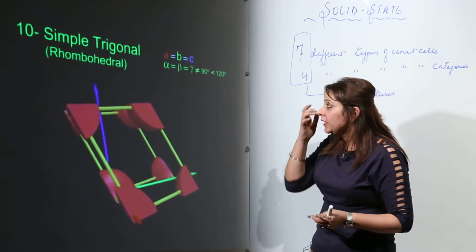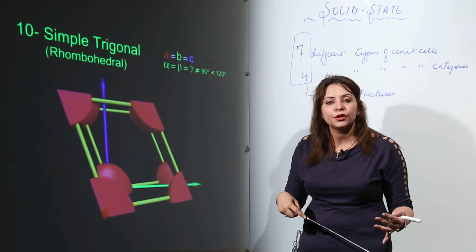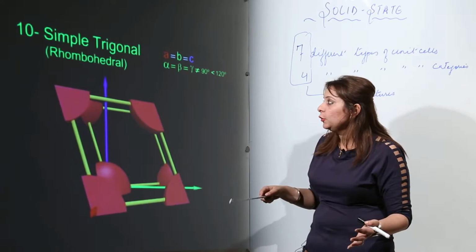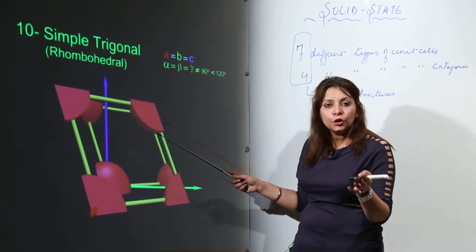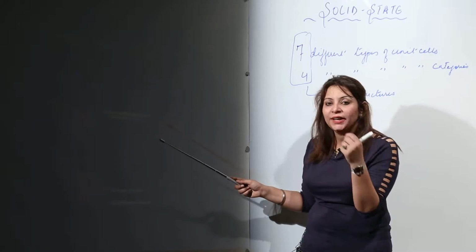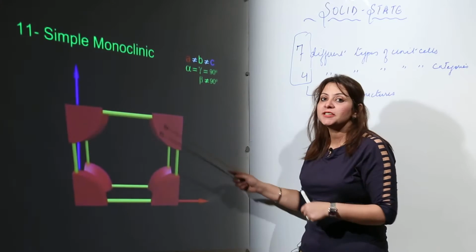Now, how does it exist in different forms? Does it exist in a face centric form, a base centric or an edge centric form? You will know that in orthorhombic we get to see all 4 types of forms, but in rhombohedral we get to see only one form, that is the primitive one. And a similar thing happens in monoclinic.